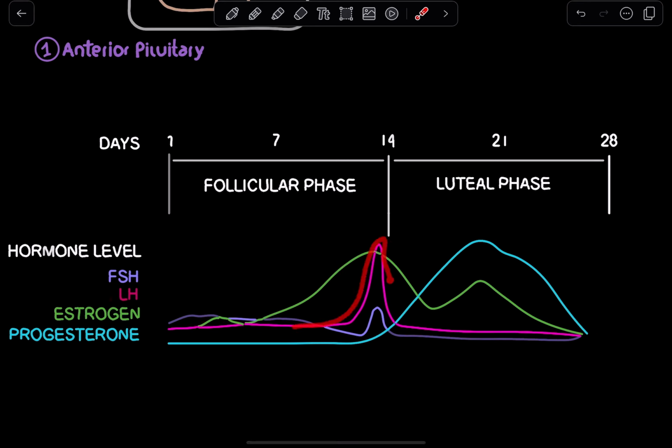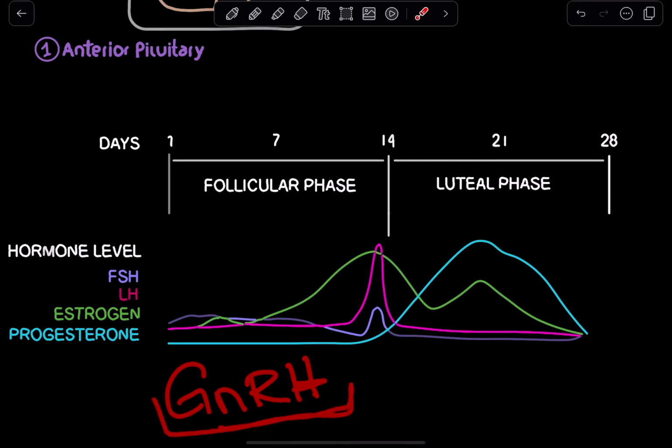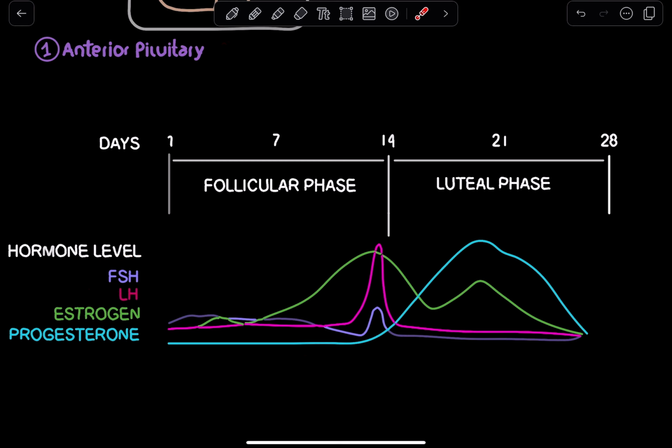So this sudden spike in luteinizing hormone is what allows the ovum to be released from the follicle. This is a really key distinction to understand over here. Estrogen and progesterone normally are inhibitory to gonadotropin releasing hormone. Remember, gonadotropin releasing hormone is released by the hypothalamus, and when it is released, the anterior pituitary will release FSH and LH. So estrogen and progesterone normally inhibit GnRH, thus it inhibits FSH and LH.